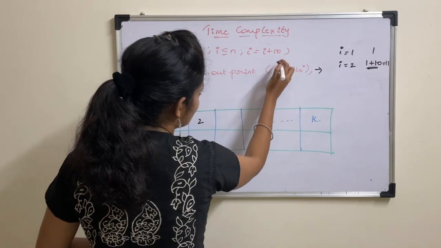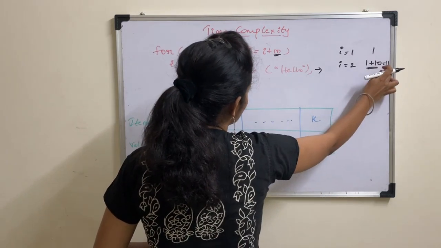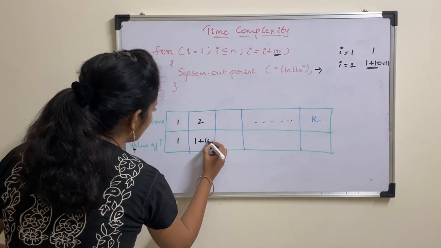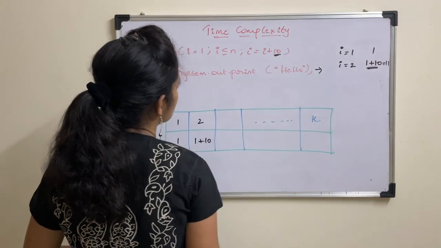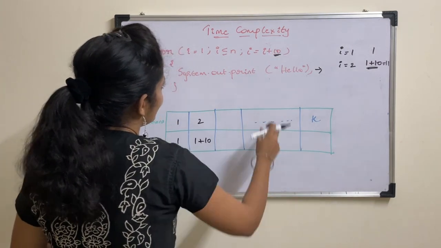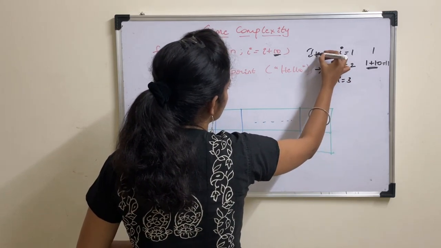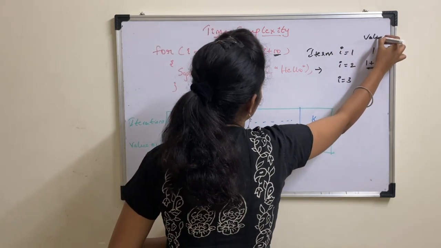As the question is represented in terms of 10, I am writing it as 1 plus 10 instead of 11. So we can write it as 1 plus 10. Every term, try to represent in terms of 10 only. And during iteration 3, these are iterations. These are values.